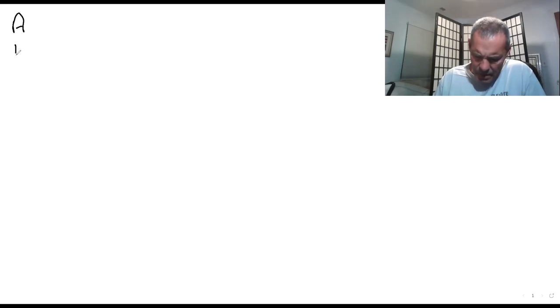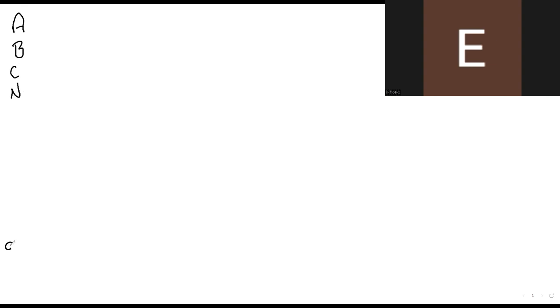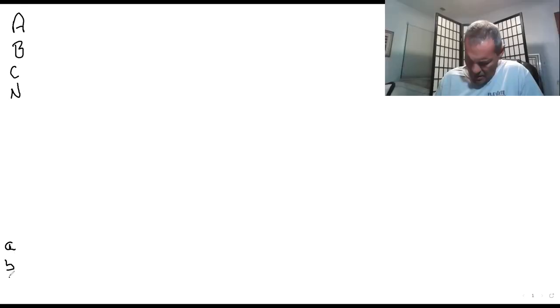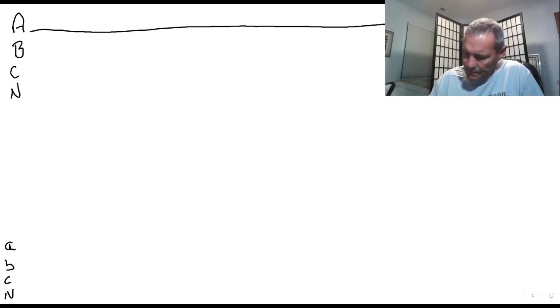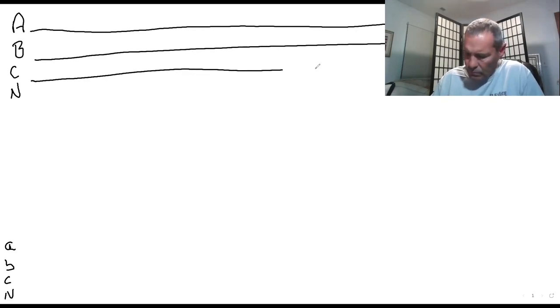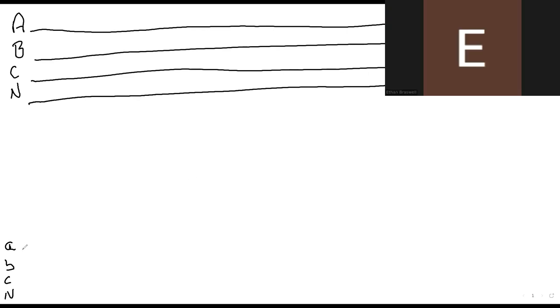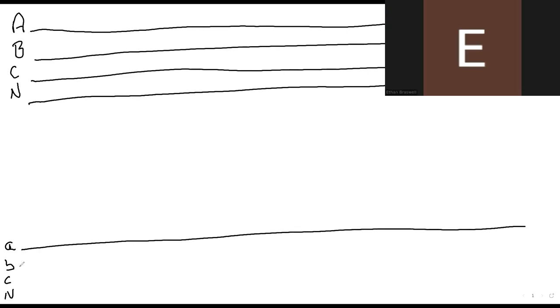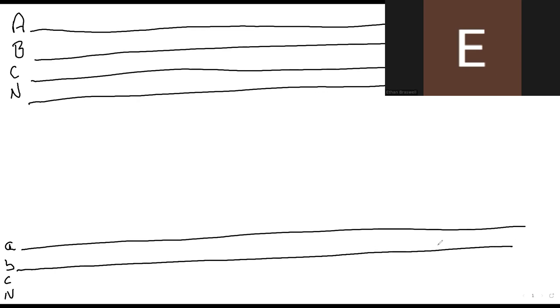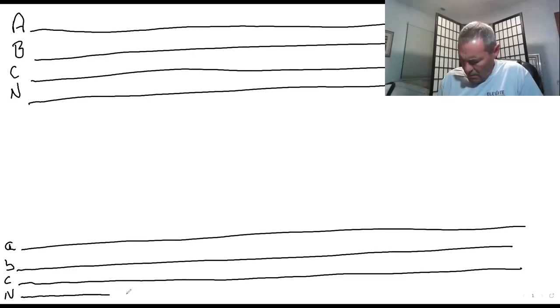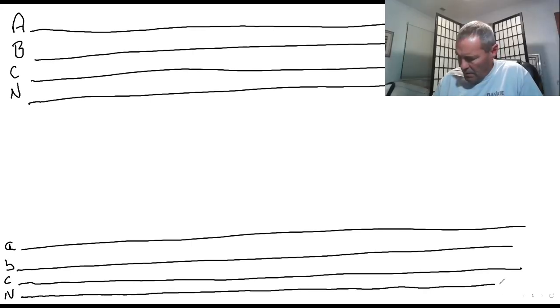Okay. So let's go closed delta here. A, B, C, N. Go A, B, C, N. Draw my lines out. And so this is a closed delta we're drawing? Yeah, this will be closed delta.